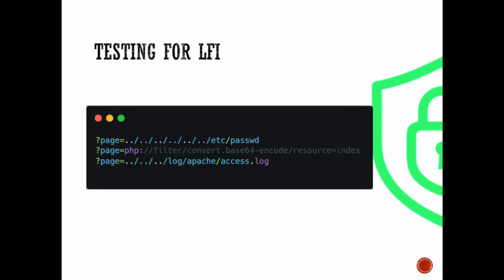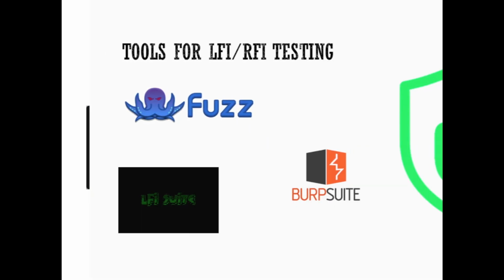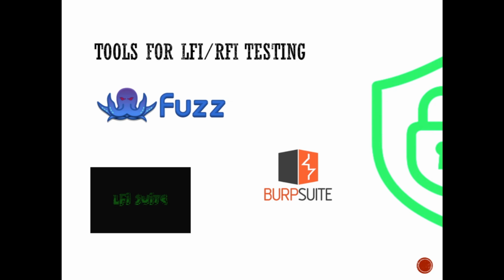Combine with log poisoning. 1. Inject malicious PHP code via the user agent. 2. Access the log file via LFI. 3. Code gets executed. Tools for LFI and RFI testing: Burp Suite, fuzzing file paths. WFuzz, brute force directories. LFI Suite, automated LFI detection. Commix, if LFI leads to command injection.